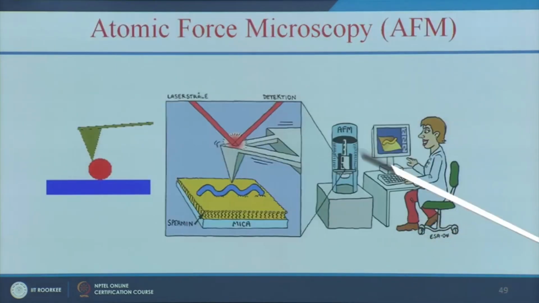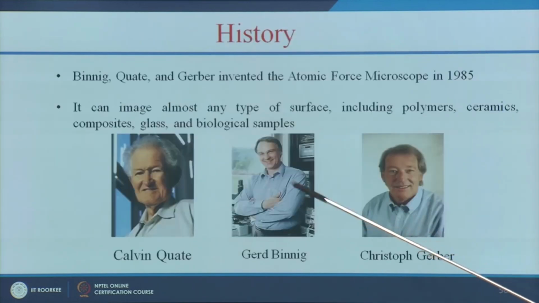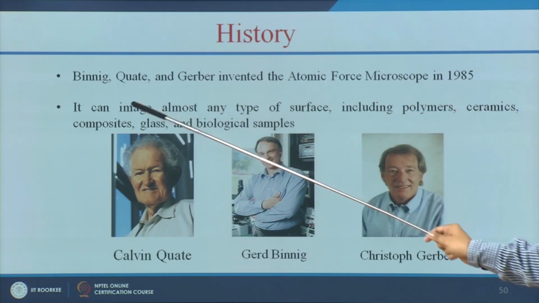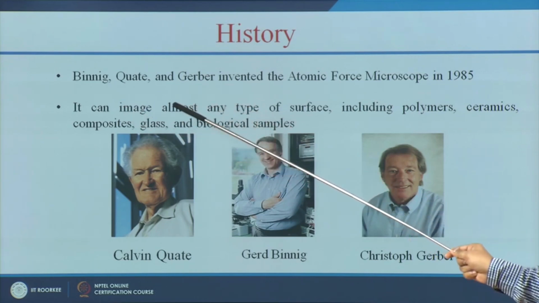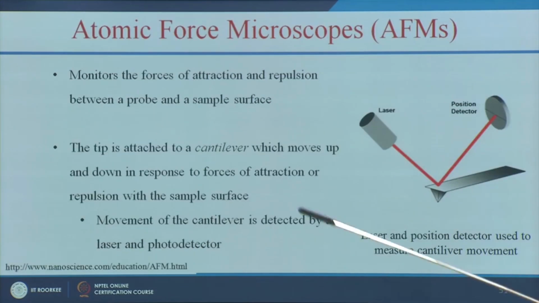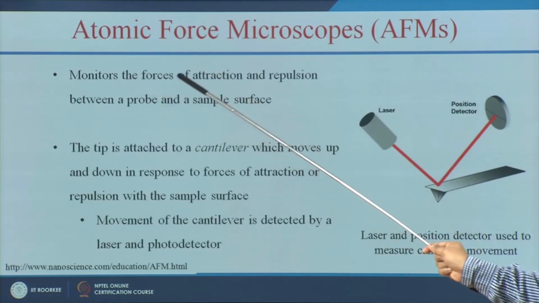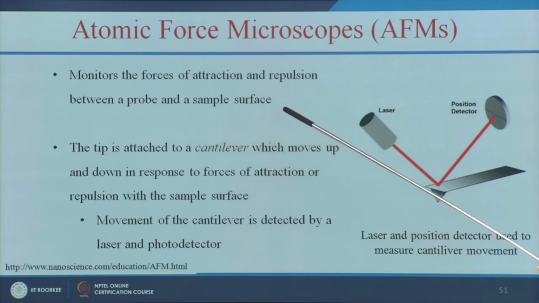So, next is atomic force microscopy. These three people invented the atomic force microscope in 1985. Using this atomic force microscope we can image almost any kind of surface, including polymers, ceramics, glass and biological samples. Anything can be studied using the atomic force microscope. It monitors the force of attraction and repulsion between a probe and the sample surface.